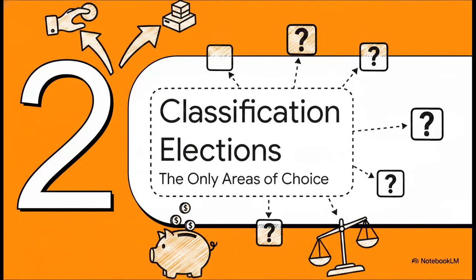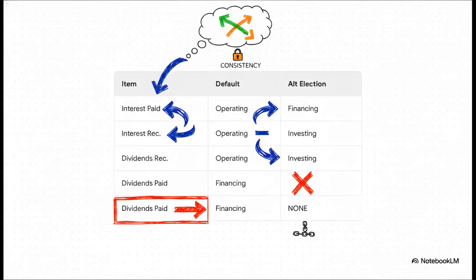Moving on to section 2, let's look at the 3 classification elections, really the only areas where ASC 230 gives us a choice. As you can see here, things like interest and dividends received actually offer you some classification choices between operating, investing, or financing. But, and this is a big but, consistency is key here. Once you pick a lane, you've got to stick with it and proudly disclose it in your accounting policies.